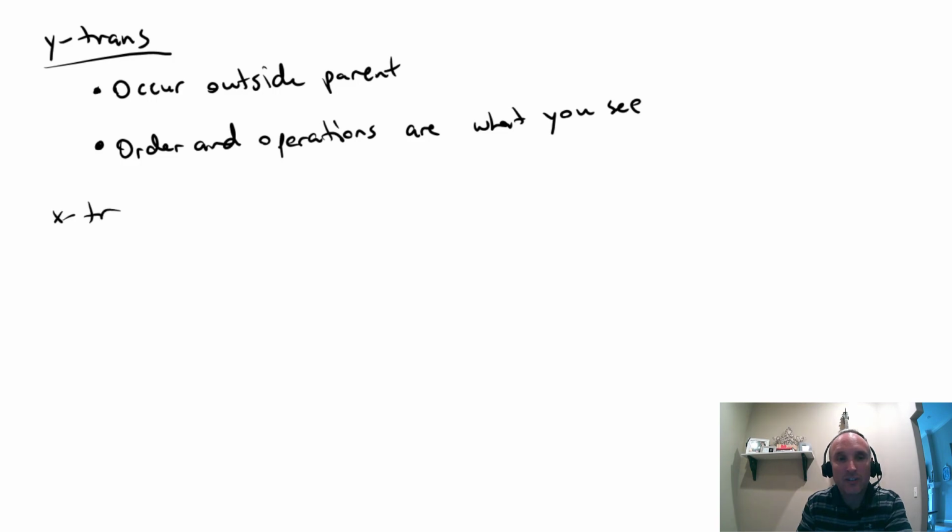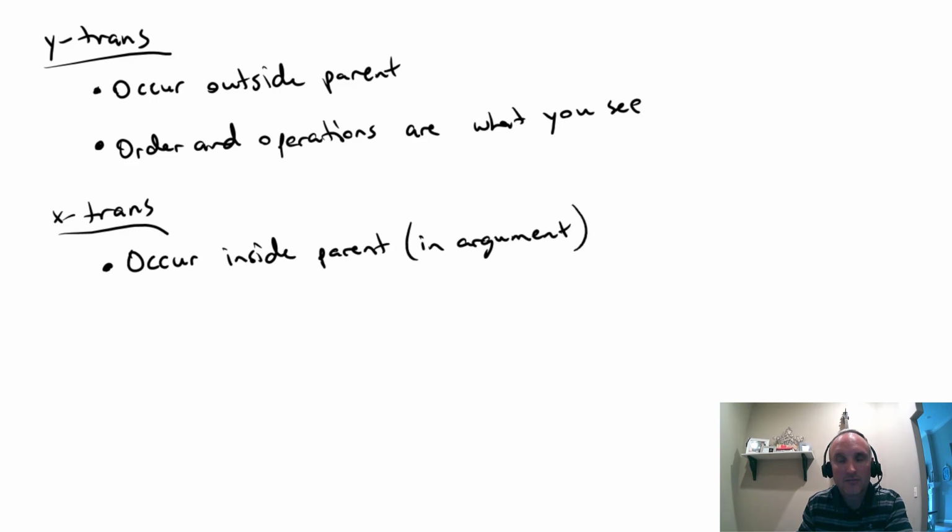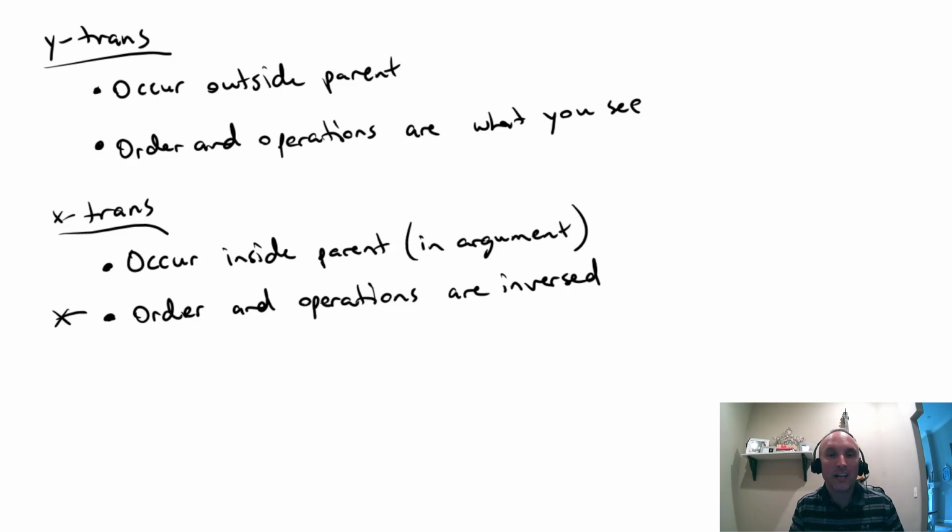X transformations occur where x is, and in a log function that's in the argument. They occur inside the parent where x is. The order and operations, this is the tricky part of all of the transformations. The order and the operations are inversed. So you inverse the order and you inverse the operations from what you see. Okay, you should know all that. Let's do some examples.